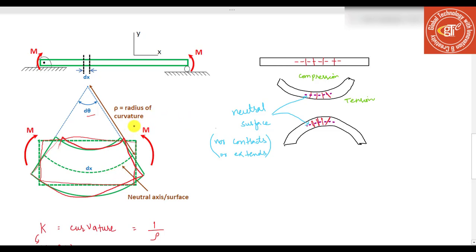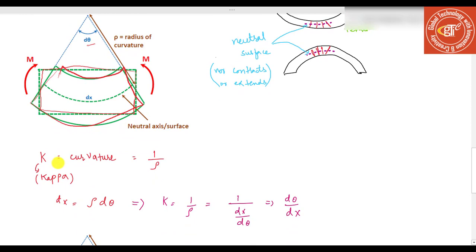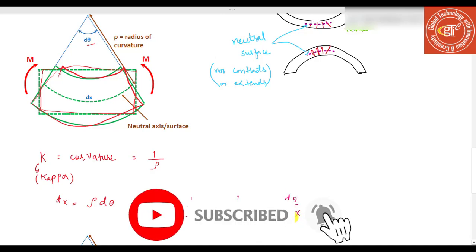And we say that the radius of curvature is from the point where we are interested in the curvature down to the neutral surface, and so the curvature is given the symbol kappa, and dx is the arc length, and it's equal to rho, the radius of curvature, times d theta. And so kappa then is equal to 1 over rho, or if I substitute in dx over d theta, it's equal to d theta over dx.